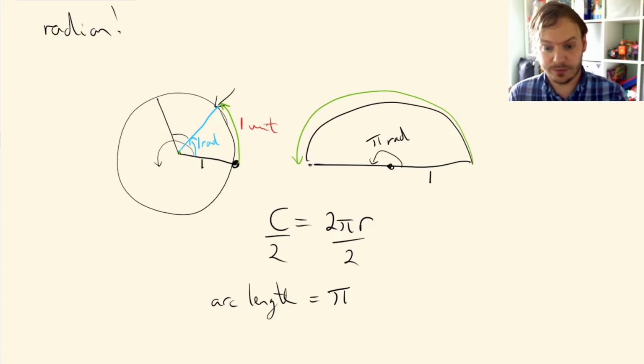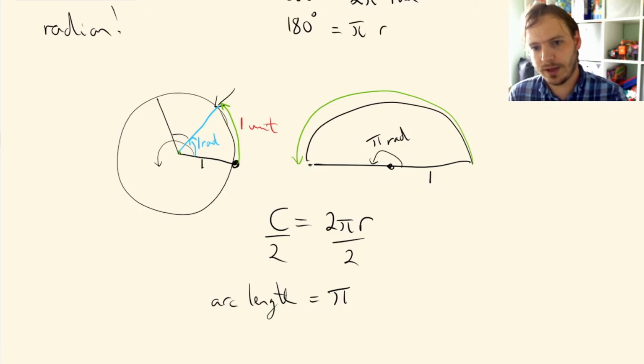And in exactly the same way, a full turn, well, that's the full circle, I don't have to halve it. So I would have turned through 2 pi radians. So I now have a full circle, 360 degrees, is the same thing as turning through 2 pi radians. A half circle, 180 degrees, well, that's the same thing as just turning through pi radians.